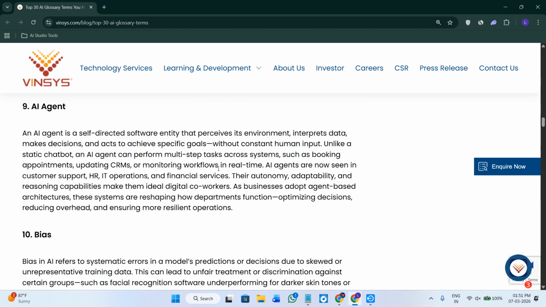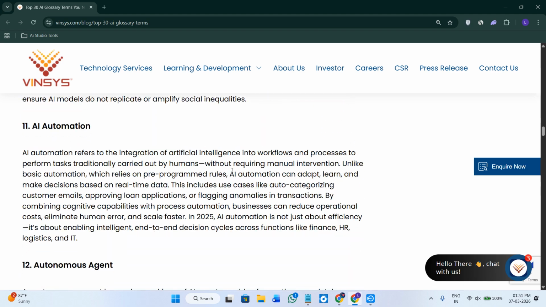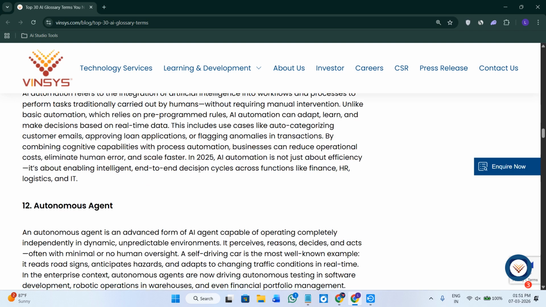Finally, there is inference. So inference is the stage when the trained AI model actually generates answers or predictions based on the user's input. So these are some of the most important AI terms every beginner should know. Understanding these concepts makes it much easier for you to explore and use AI tools confidently.